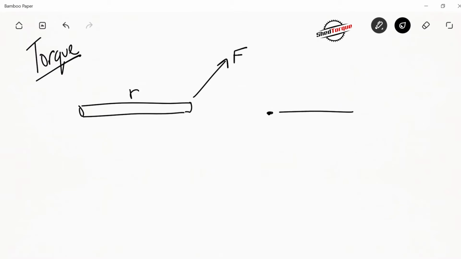So R is a displacement vector. It goes from the point of the axis to the end of the door. This is the force, and this is where the hinge is. So this is the axis of rotation. What we need to do now is figure out what is the torque that is applied to the door.